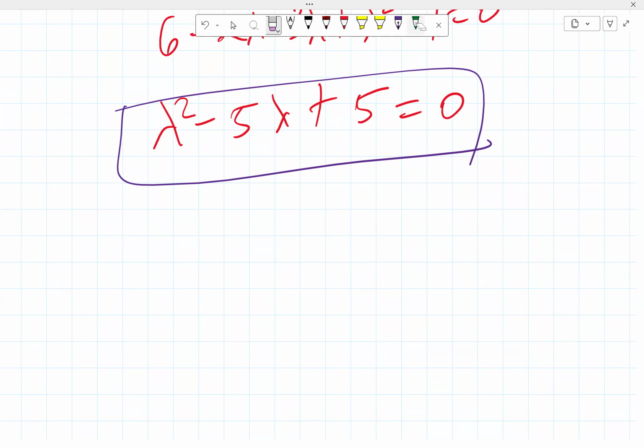Okay, I guess I was using green. Oh, okay, I thought I changed that.